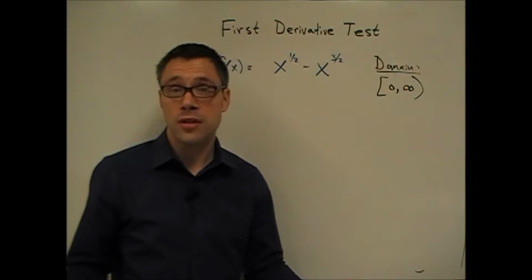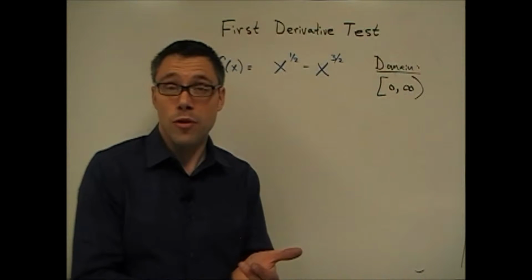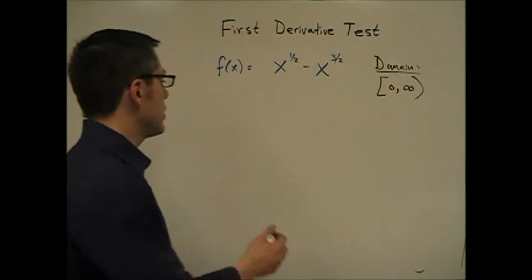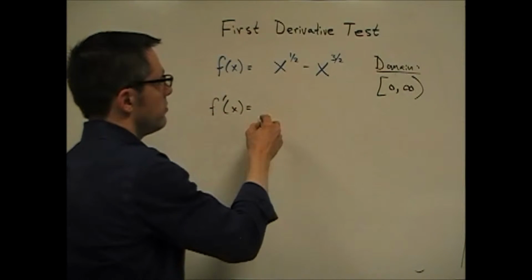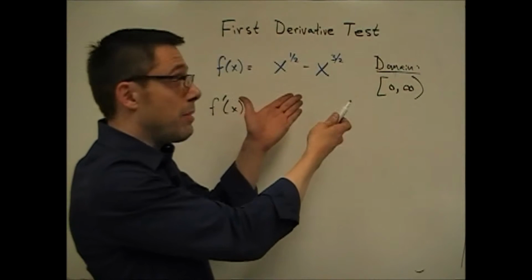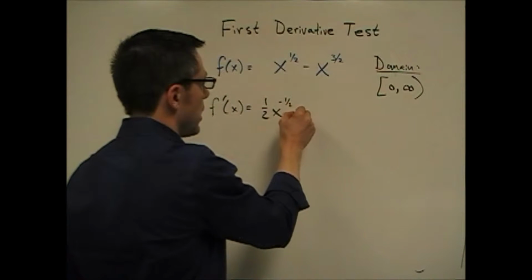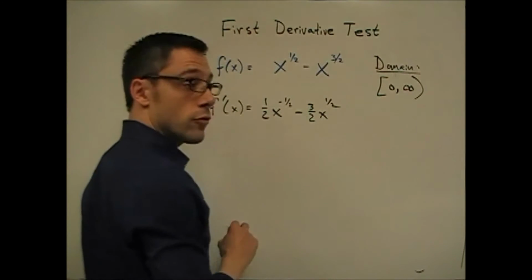Let's go ahead and compute the derivative because, of course, we have to have the collection of critical values first, and we know the critical values include where the derivative is 0 or where the function's derivative might not exist. So let's take the derivative of this function. So the derivative of f of x is given by, well, this is just a power rule in each case. It's 1/2 x to the minus 1/2 minus 3/2 x to the 1/2, right?